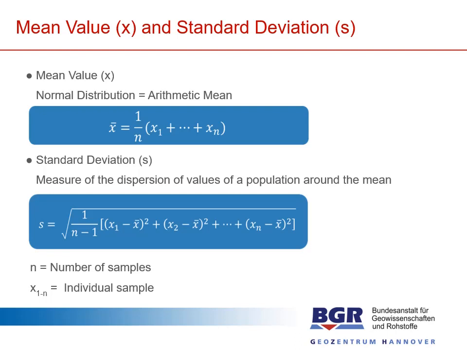The standard deviation is the measure of the dispersion of values of a population around the mean, and it is calculated as follows: s is the root of 1 divided by n minus 1 times the sum of the squares of all differences from a value minus the mean value. So x1 minus the mean, x2 minus the mean, xn minus the mean. These differences have to be squared and then be calculated according to the formula given on the sheet.